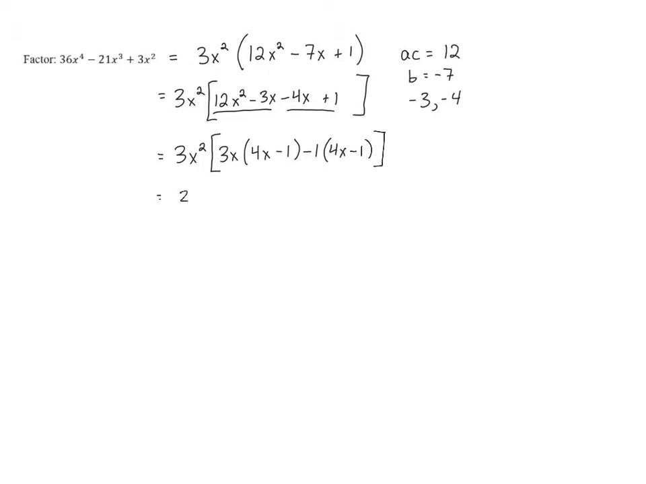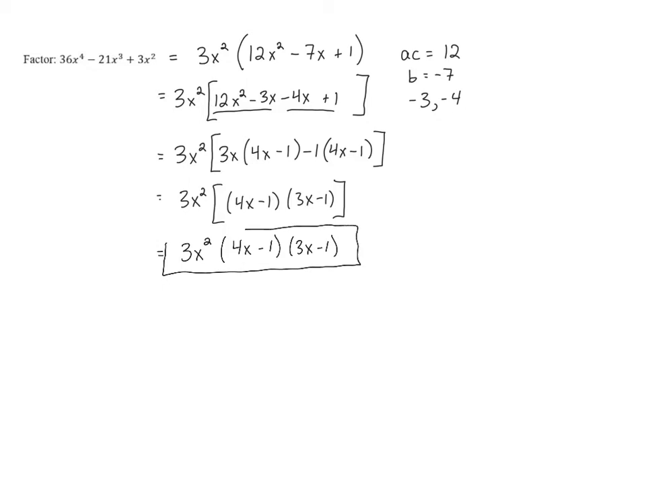So now we still have the 3x squared out front. And then when we finish off the grouping, the GCF among the groups was 4x minus 1. And the leftovers were 3x minus 1. So that's what we get there. And now at the very end, just to clean things up, we're going to get rid of the brackets because we don't really need them. This is all multiplication, so we can write it as 3x squared times 4x minus 1 times 3x minus 1, and that is our final factorization.